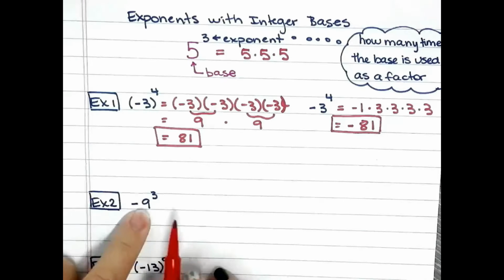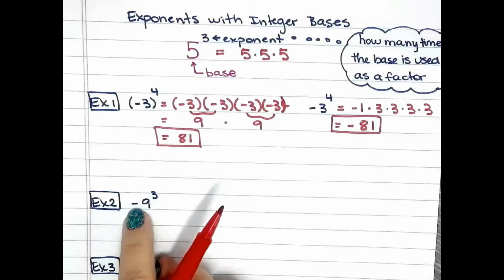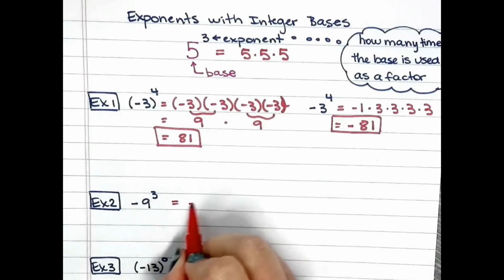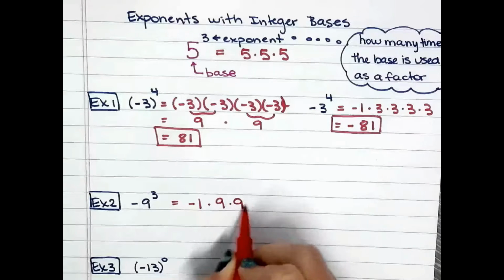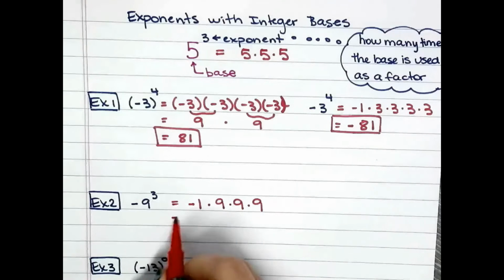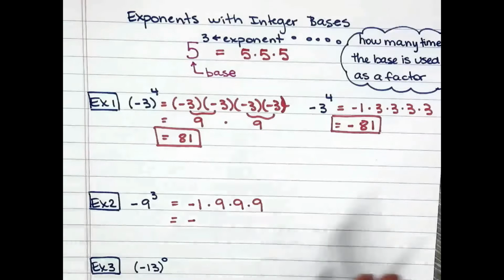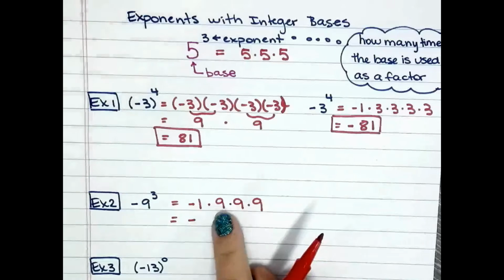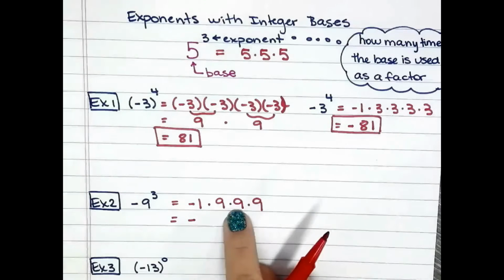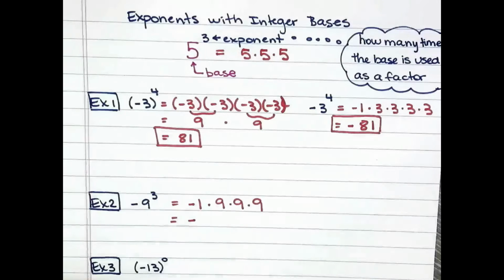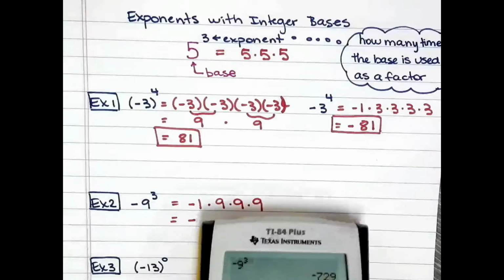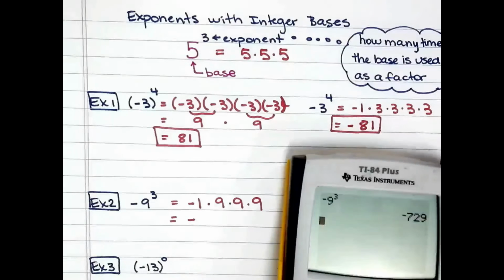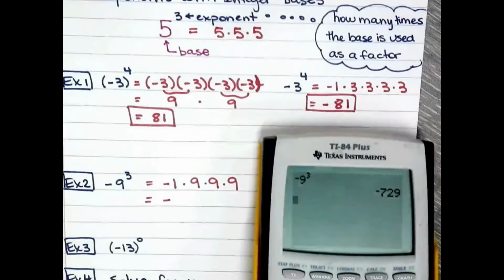Another one. So when you have the negative on the outside, you know that negative is just a negative 1. And then the 9 repeats itself 3 times. Okay? So it's going to be negative something. 9 times 9 is 81. 81 times 9, 700 something. Right there. You can see. 729. Okay?